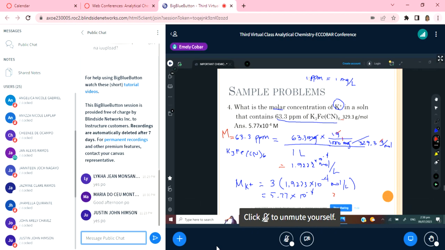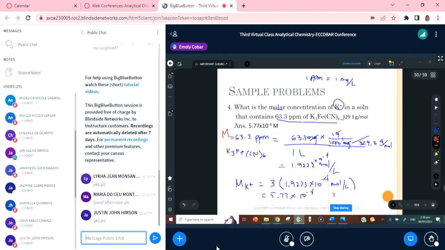If I have 1 liter of a solution, and the solute there is 63.3 milligram, so I have 63.3 milligram of the solute in 1 liter of that solution. The concentration of that in ppm is 63.3 ppm. So therefore, in this problem, ang sabi is, you have a solution na ang concentration is 63.3 ppm of K3FeCN6 solution. So you have potassium ferrocyanide solution. Ang kanyang concentration is 63.3 ppm.